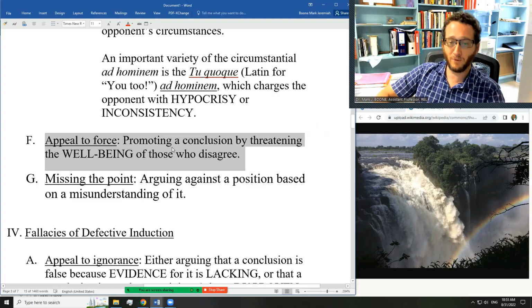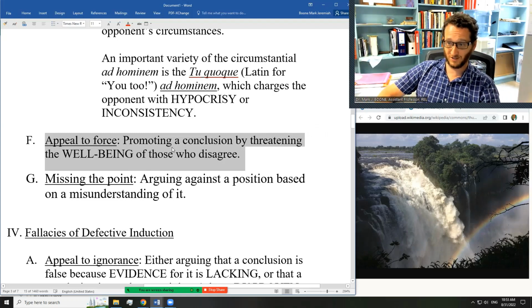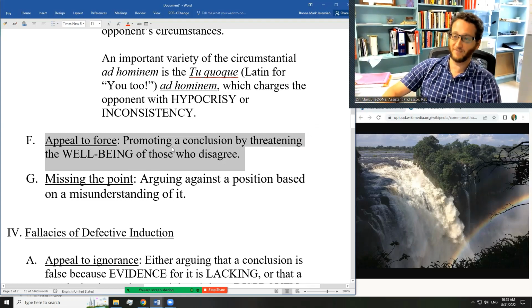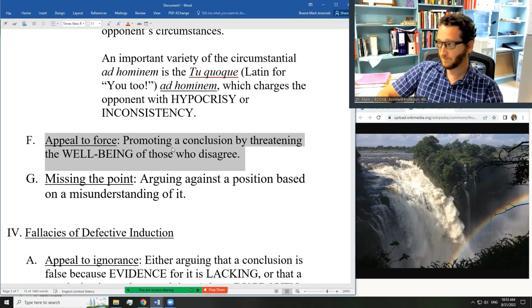Appeal to force, promoting a conclusion by threatening the well-being of those who disagree. This is the classic fallacy of the mobster. How do they say it on the podcast? Nice place you got here. Sure would be a shame if something were to happen to it. Therefore, you better agree with me, or you better do what I want. Well, that's an appeal to force. The Latin term is ad baculum.